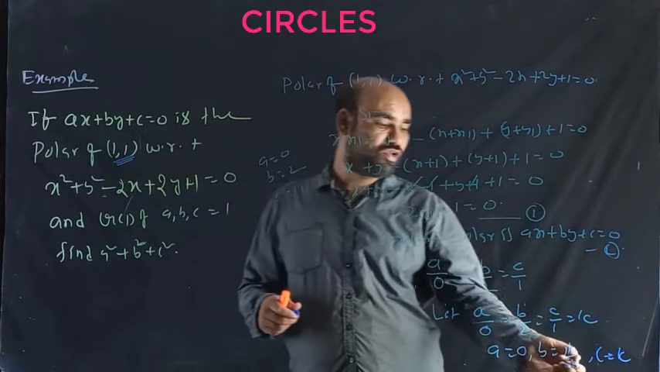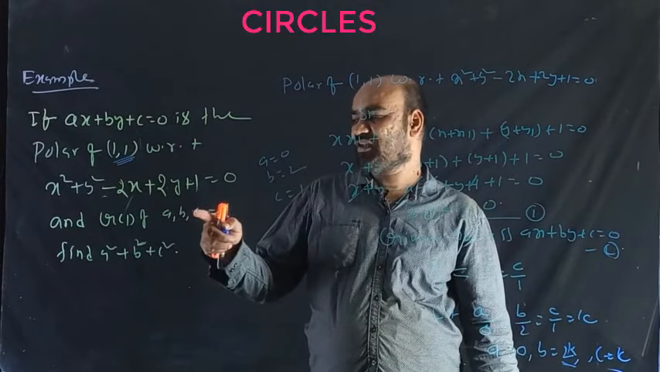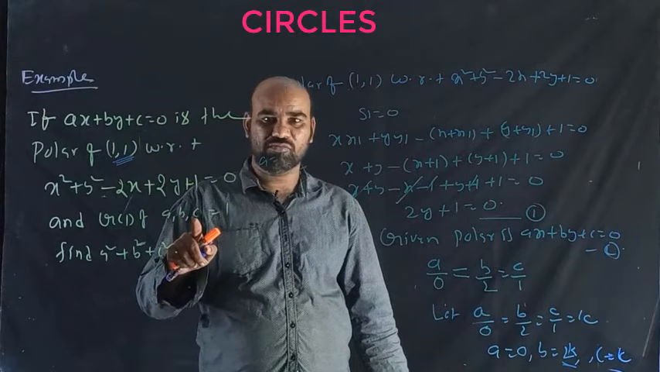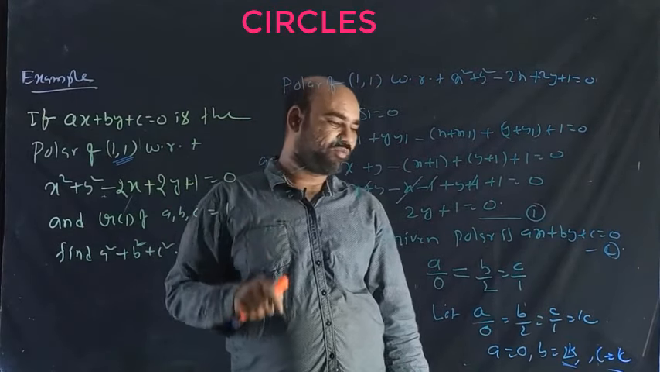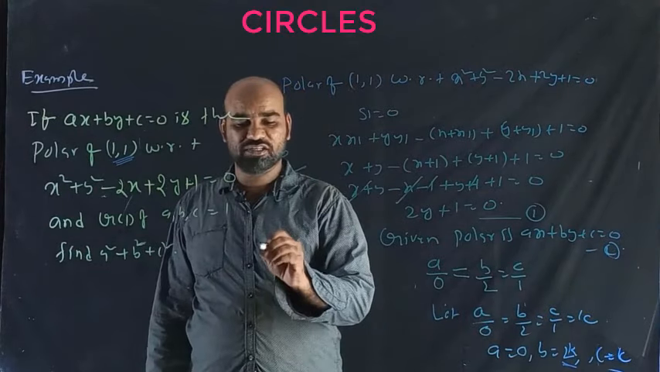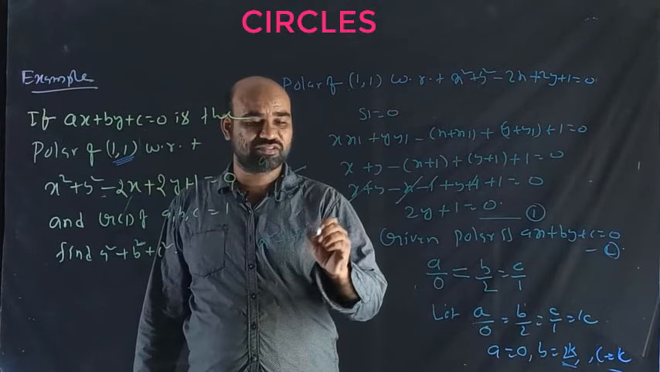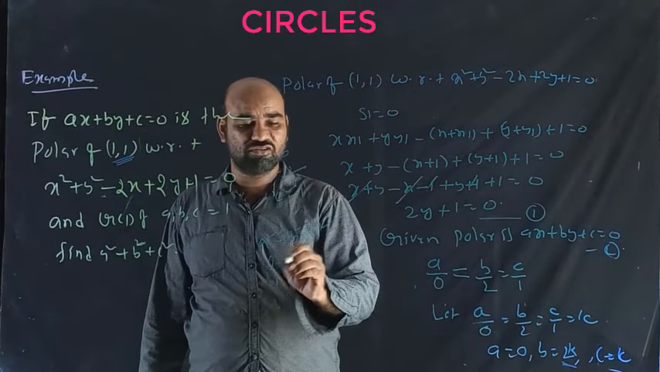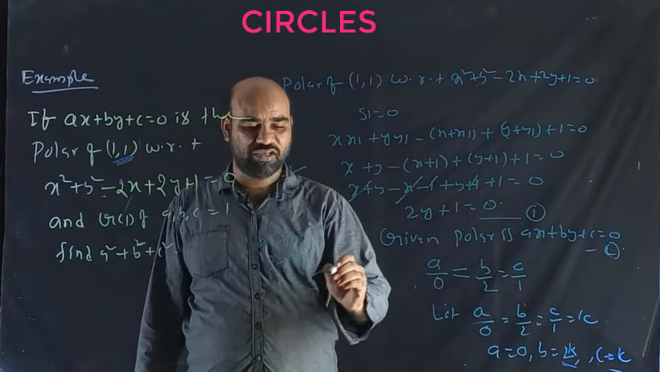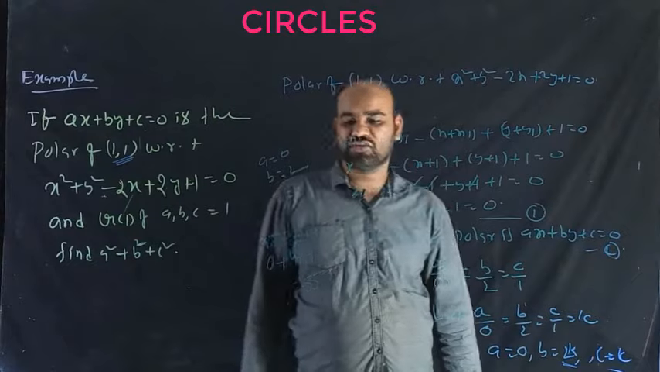Understood? 2k and k. Given that a and b are prime to one another, automatically b and c are also prime to one another. That's why k is equal to 1 only. So now what do you want? The value of a square plus b square plus c square: 0 square is 0, plus b square 4, plus c square 1, so 5. This is the value of a square plus b square plus c square.